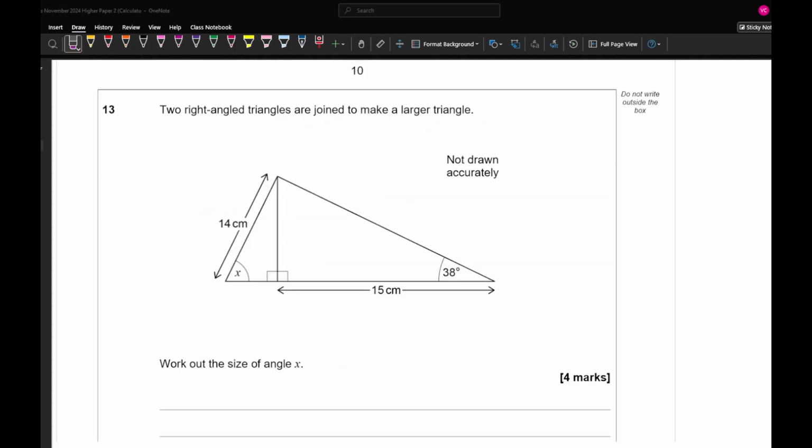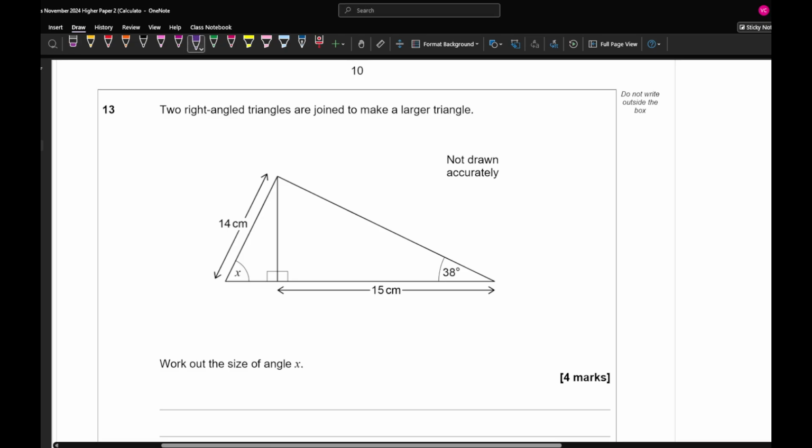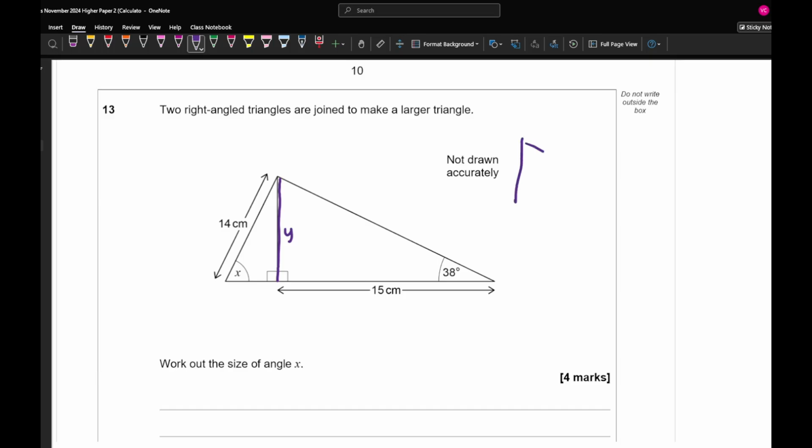Now moving on to question 13, it says 2 right-angled triangles are joined to make a large triangle, and the question is asking us to work out the angle of x. So in order for us to work out x, I need to work out what the height of this triangle is. So if I start by calling the height y, then I take that triangle out and label what I know. This being y, I need to use trigonometry to work out what y is first. So labeling my triangle, this is a, this is o, and this is theta.